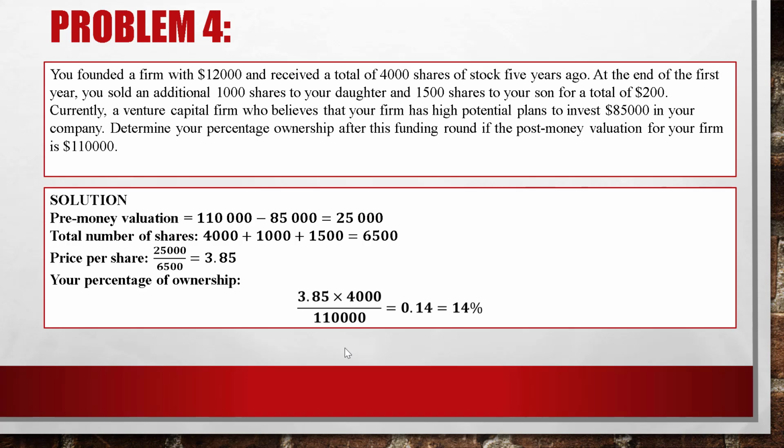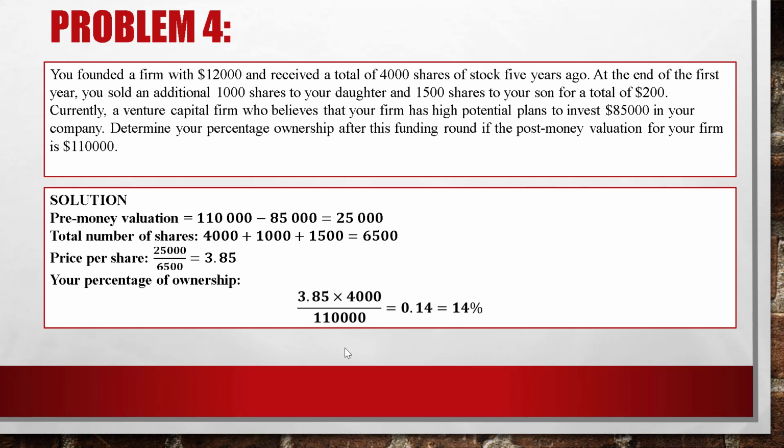Solution. Similar. First, we have to find the pre-money valuation, which is 25,000. Then the number of shares in total is 6,500. So the price per share is 25,000 over 6,500, which is 3.85. So 3.85 is the price of one share. Now, in this funding round, you have 4,000 shares, your daughter has 1,000 shares, and your son has 1,500 shares.